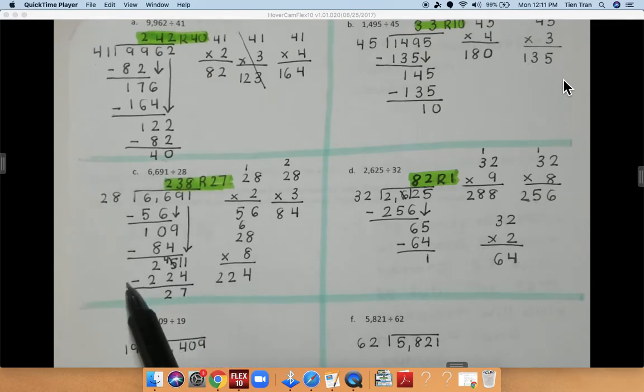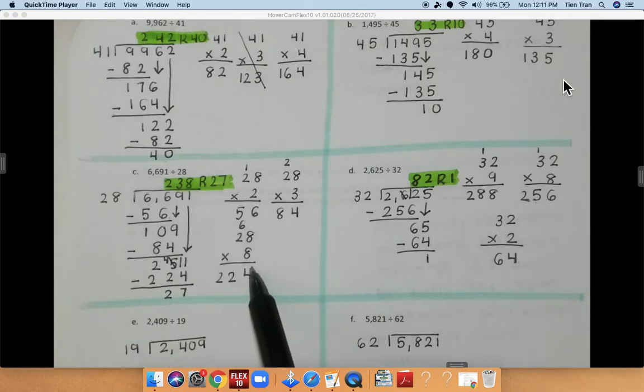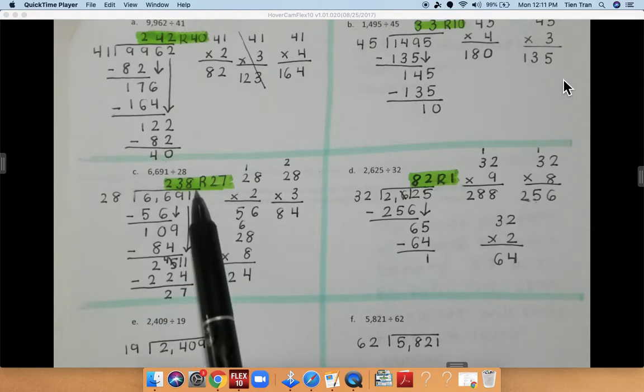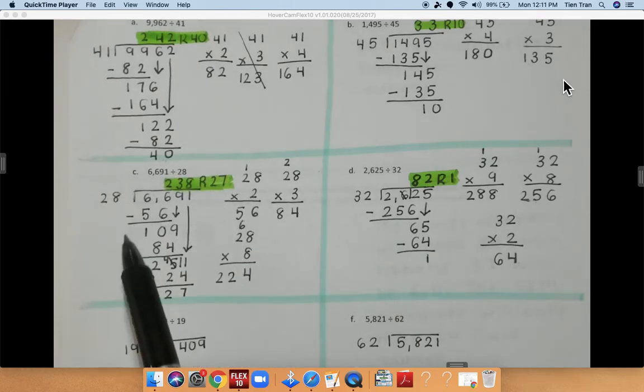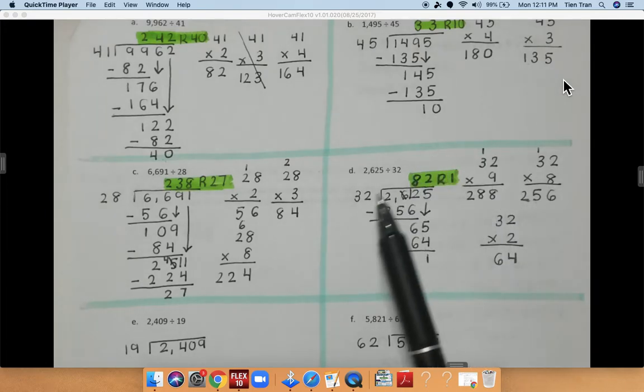Bring down my 1. How many times can 28 go into 251? 28 can go into 251 8 times. 28 times 8 is equal to 224. So I'm writing down 224. 11 minus 4 is 7. And 4 minus 2 is equal to 2. So my remainder is 27. So 27 is still less than 28, so that is correct. Now problem D.